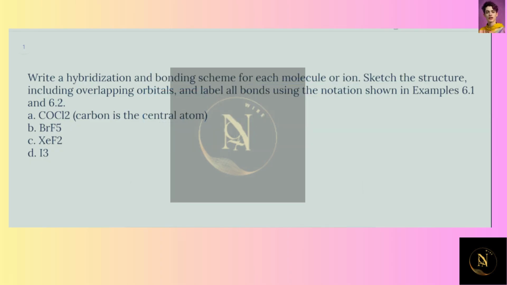All right, so for the first part of this, it gives us the hint that carbon's a central atom. Carbon is usually a central atom because it forms the most bonds. So we have a carbon, and we need to attach three things to it. We've got an oxygen, and we've got two chlorines.